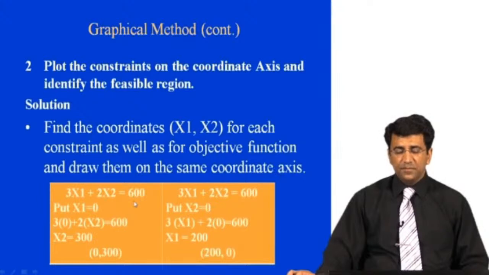First we will put x1 is equal to 0, we will get x2 is equal to 300. So we'll get one of the points 0, 300, which is the y-intercept. So this is the point at which this particular line will intersect the y-axis. Again, we will put x2 is equal to 0, we will get the value of x1 as 200. So we'll get a point as 200 and 0, that is the x-intercept, the point at which this particular line will intersect the x-axis.